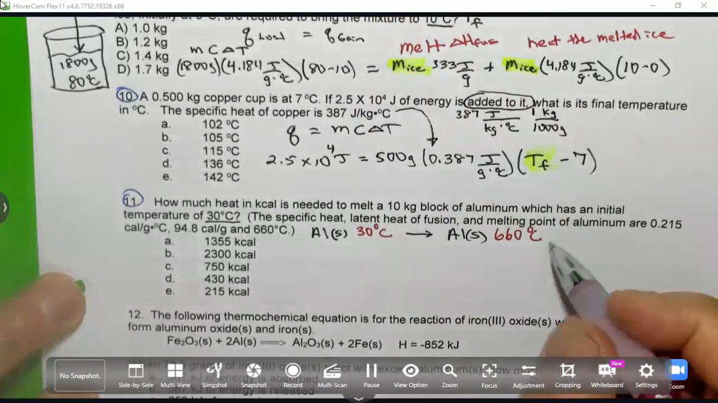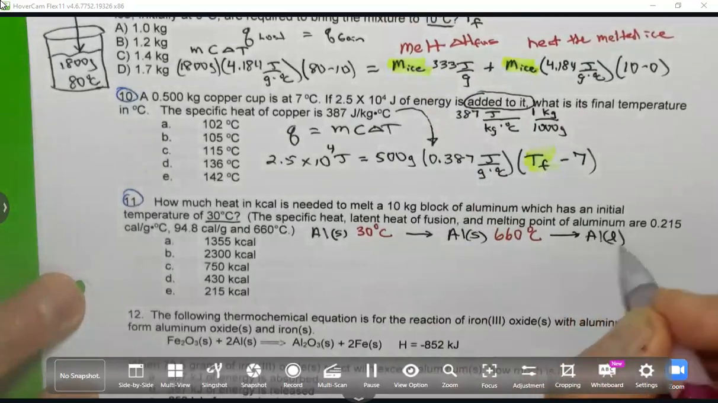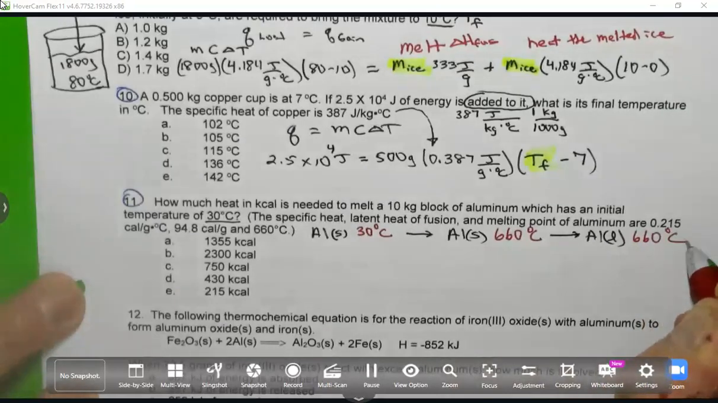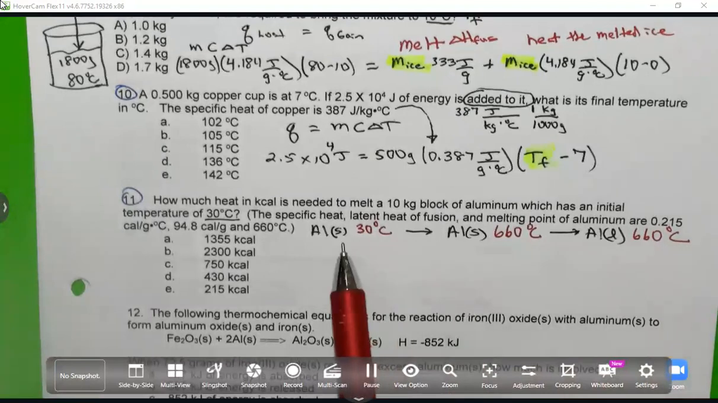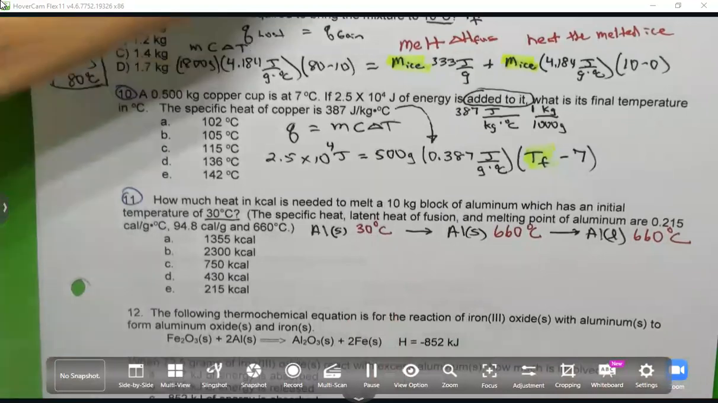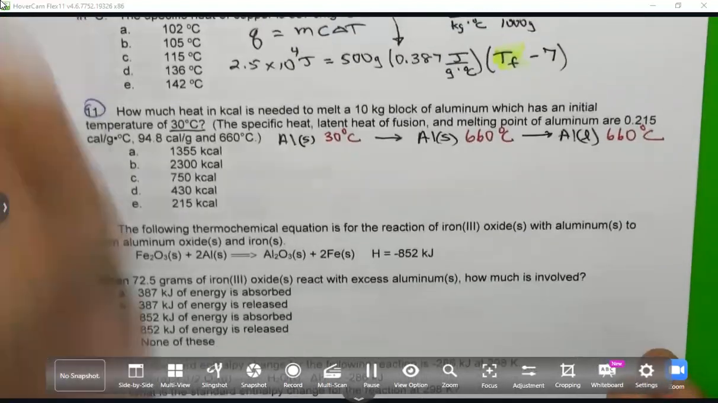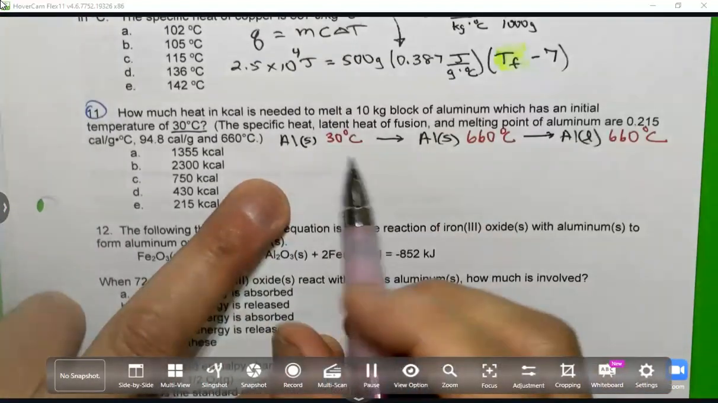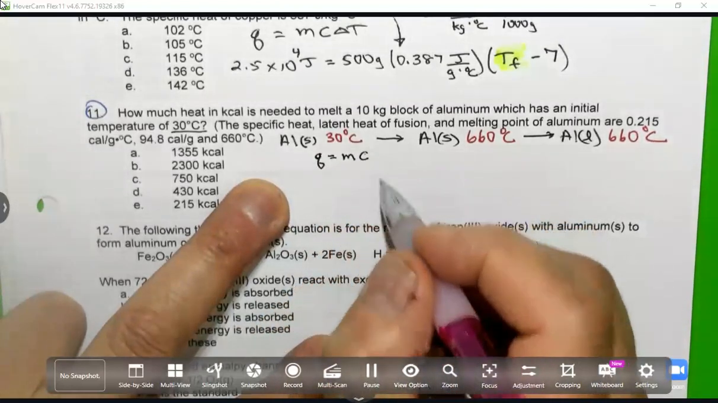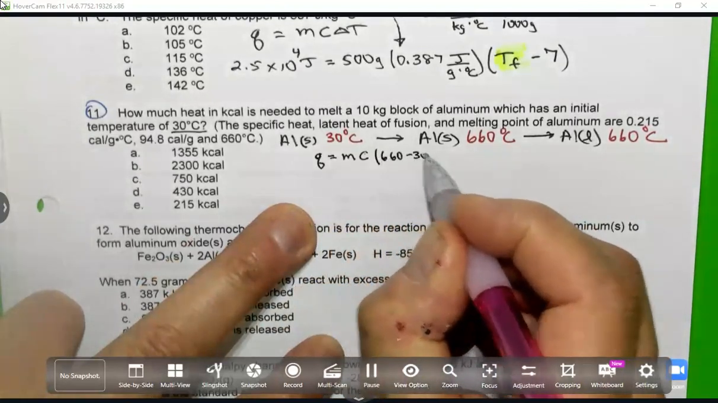And then we have to take that to aluminum liquid at 660 degrees is what we're looking at. Yeah, we have to melt it. All right. So to do this part right here, this is going to be Q is equal to MC delta T. And delta T here is going to be 660 minus 30, right? For that part.